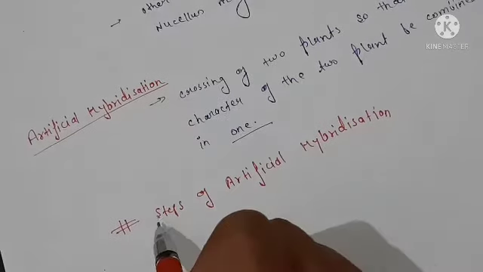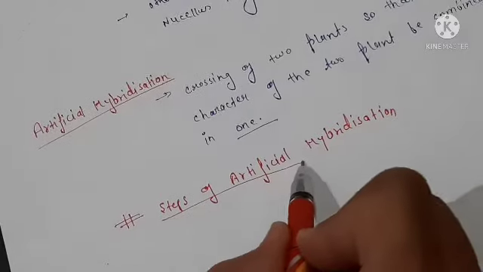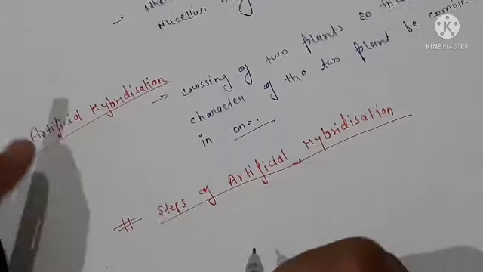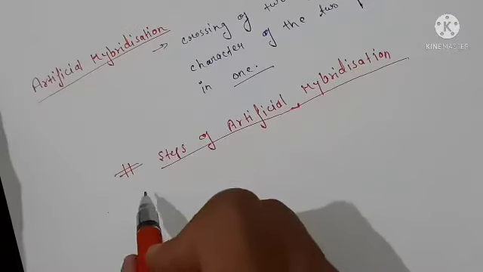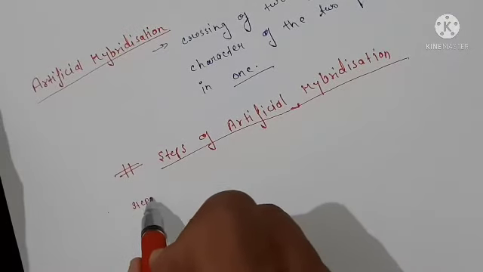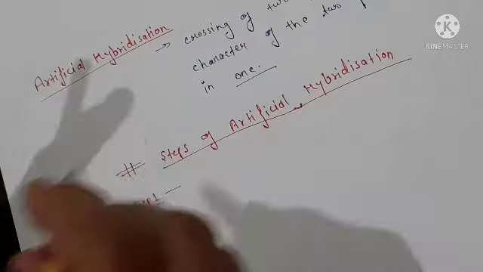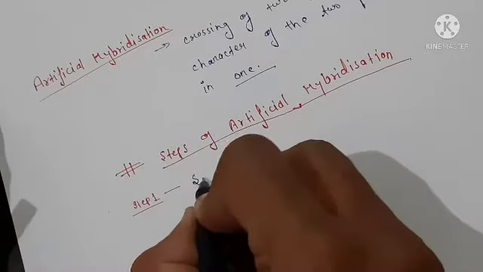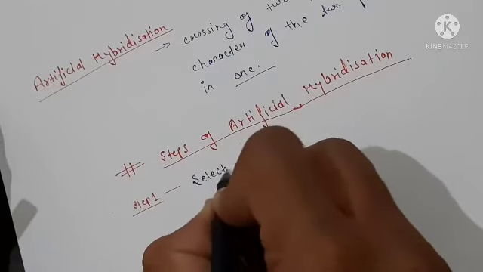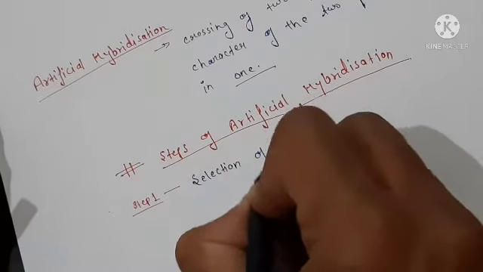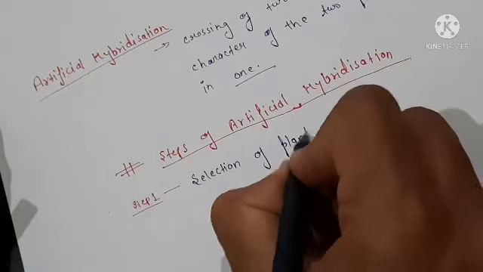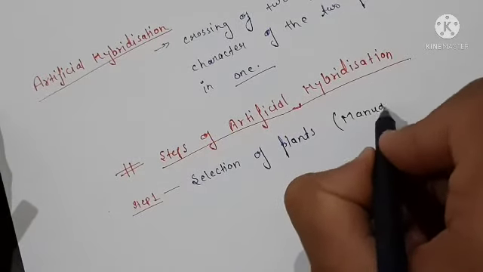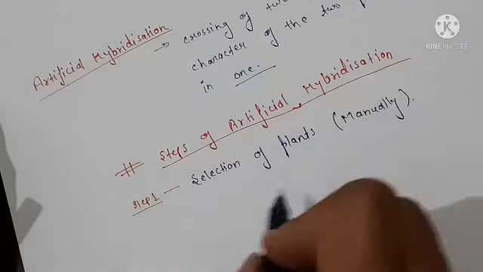Now we'll discuss the steps of artificial hybridization. Step first is selection of plant. So in the first step, manually we will select the plant.